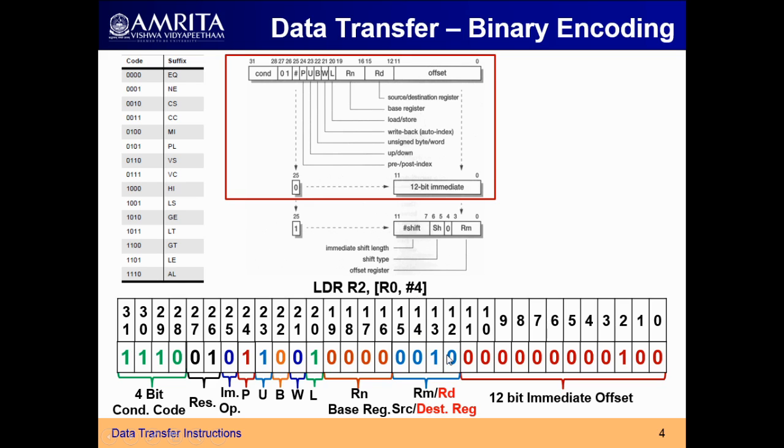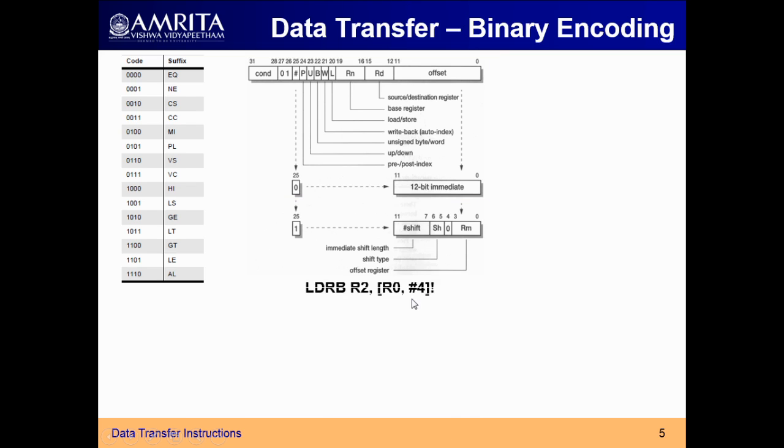Next we need to convert this into corresponding hexadecimal value. For that I am grouping it into groups of 4. So what will be this value? It will be E5 90 2004. So E5 90 2004 will be the hexadecimal encoded value of this instruction.